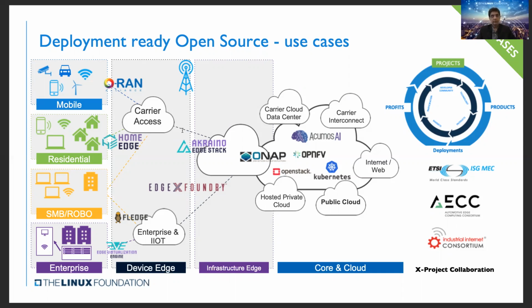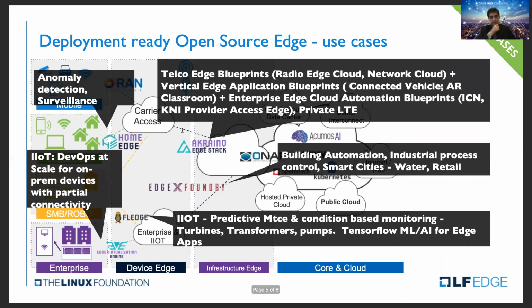Let me give you a quick flavor of the edge use cases. Starting with Home Edge, as the name implies, anomaly detection in your house, surveillance in your house, etc. Very important to get a framework in place for the edge. If you go down to EVE, which is an on-prem software for edge virtualization, you get DevOps at scale, and again with partial connectivity. You move up into a constrained environment, you have IIoT and predictive maintenance. So this is all Fledge, where you can do turbines, transformers, pumps, lots of those things.